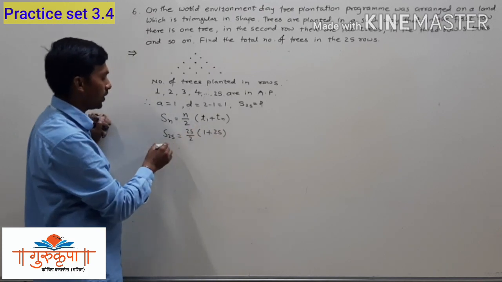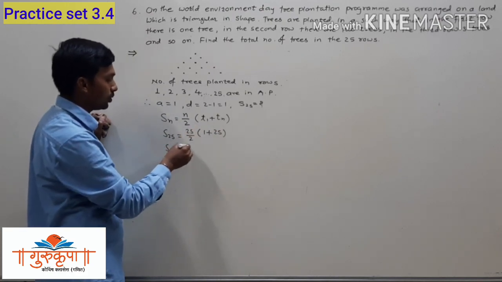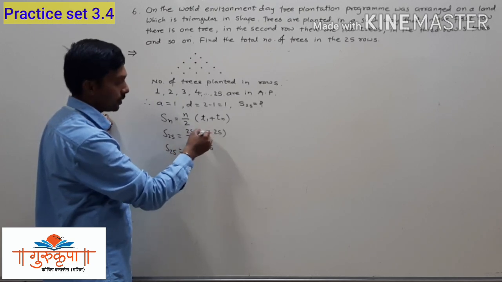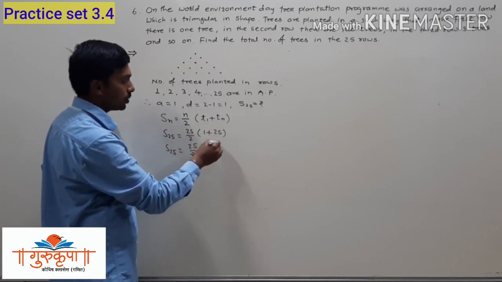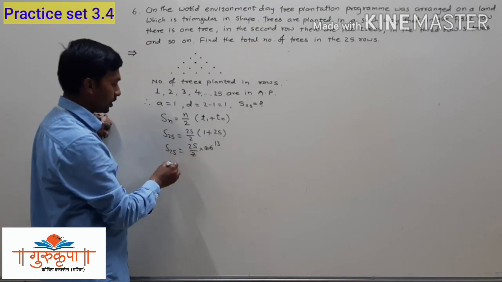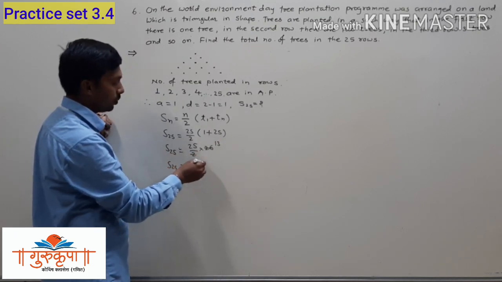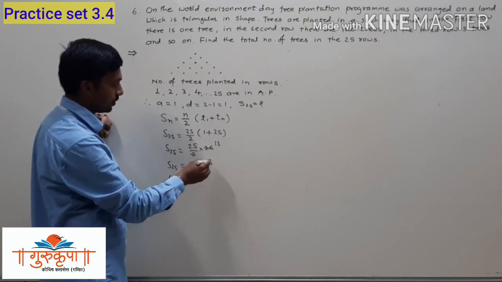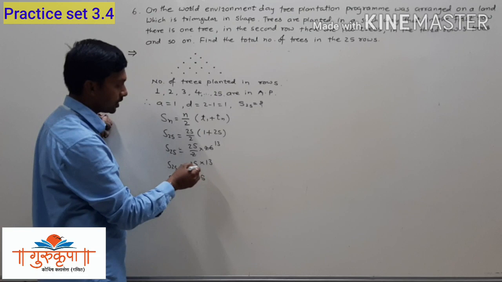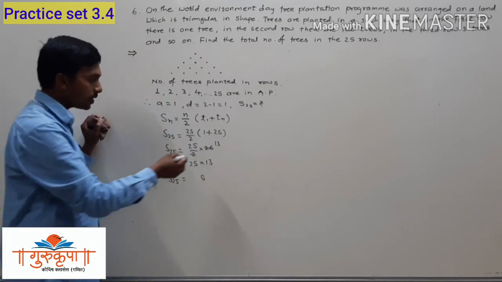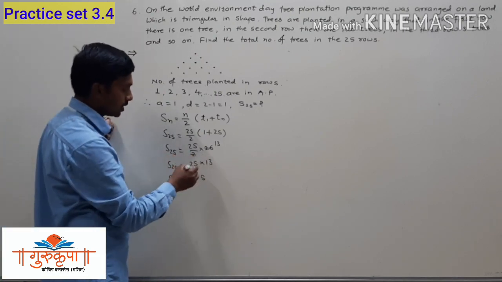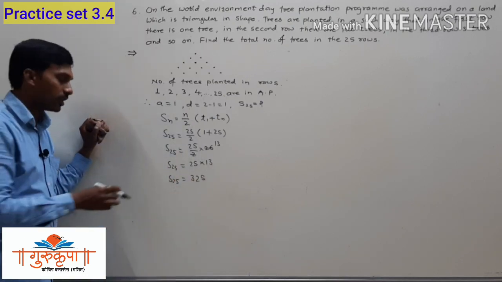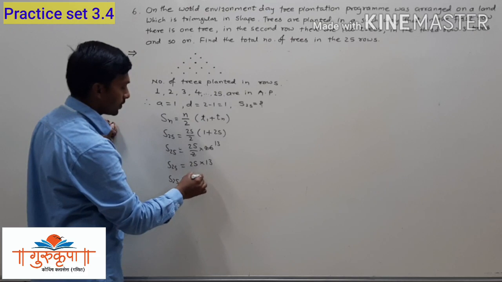Now you can simplify this. S25 is equal to 25 divided by 2 into 26. 25 plus 1 is 26, 2 13s are 26. Now we have S25 is equal to 25 multiplied by 13. So take the product, that is S25 is equal to 13 5s are 65, 6 carried, 13 2s are 26 plus 6 is 32. So there are 325 trees in all.